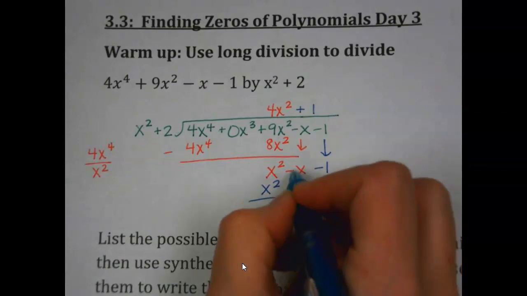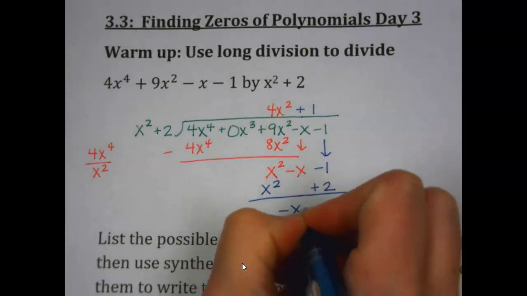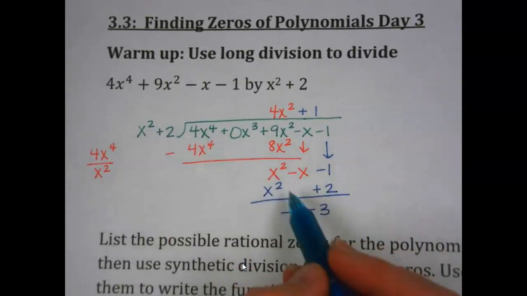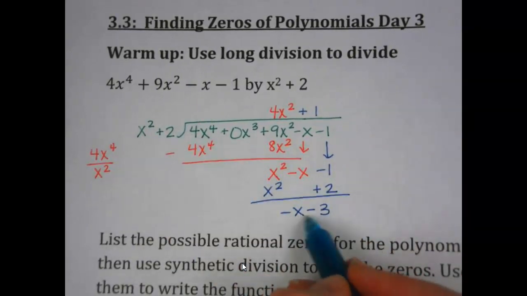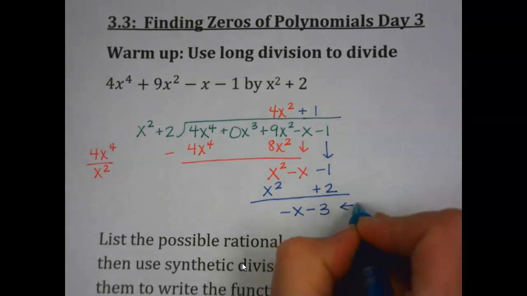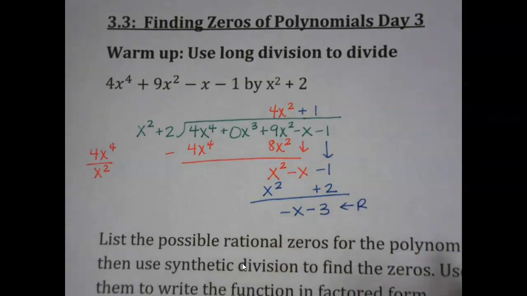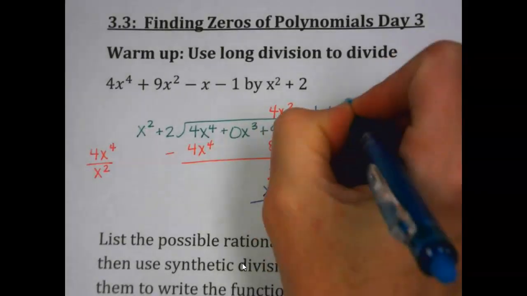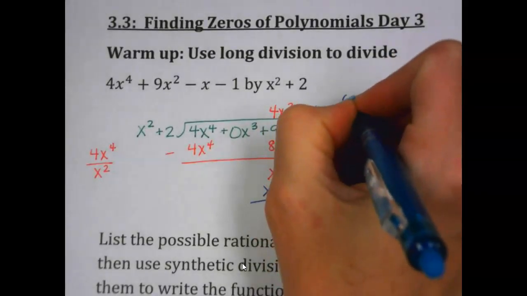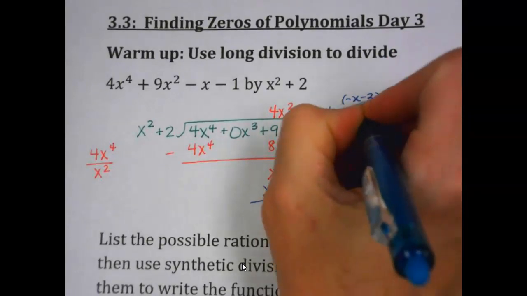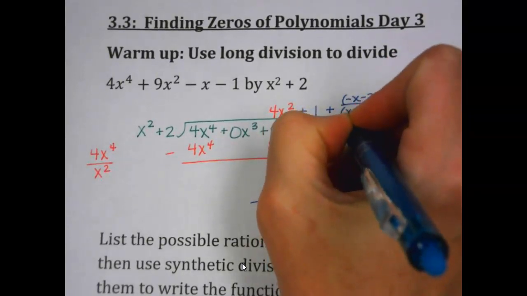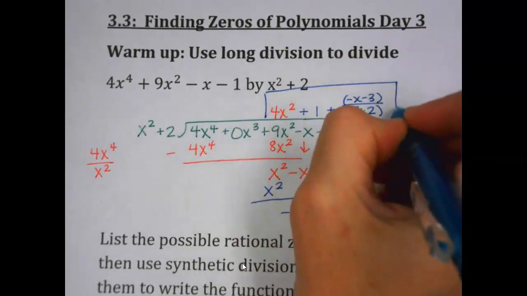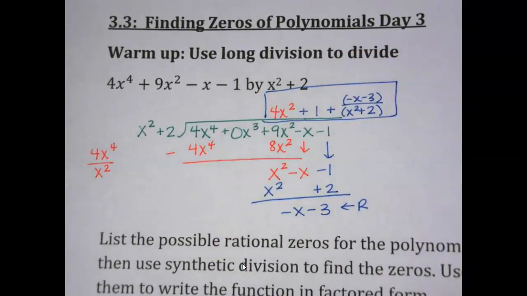Okay, then I'm going to subtract, so I get -x minus 3. And when I go to divide, you can't divide something bigger into something smaller, so this is just our remainder right here. And remember, you put the remainder over what you were dividing by, so you always put a plus sign. And then my numerator would be -x minus 3, and my denominator would be x squared plus 2. So this whole thing is my answer.